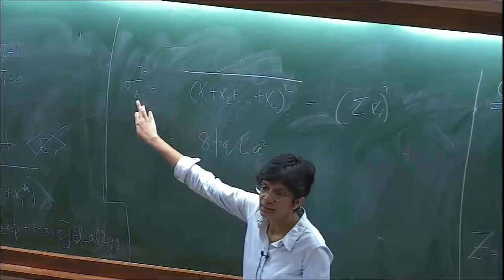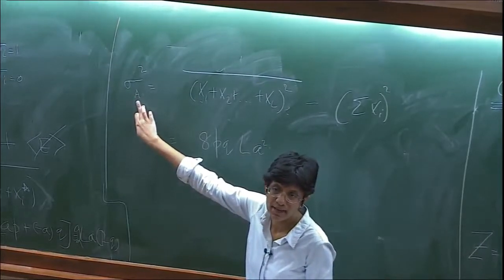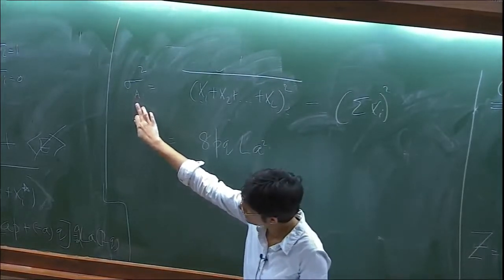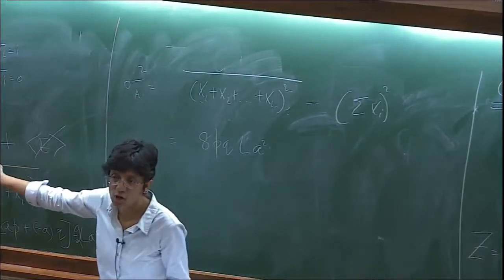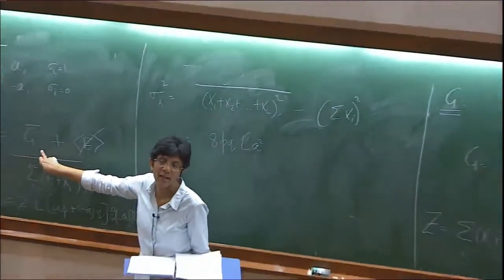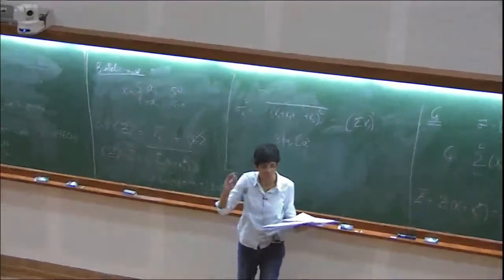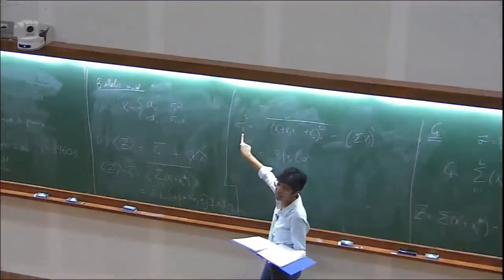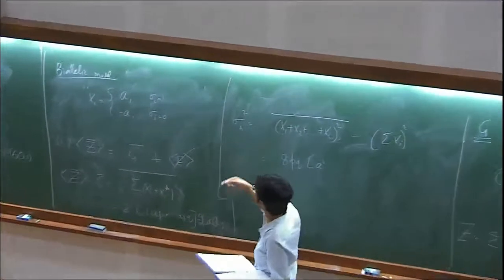I added this subscript, sigma A square. This is the variance in the genotype, and because I assumed an additive map, I should have had all those terms. So to distinguish that, this is called an additive genetic variance.